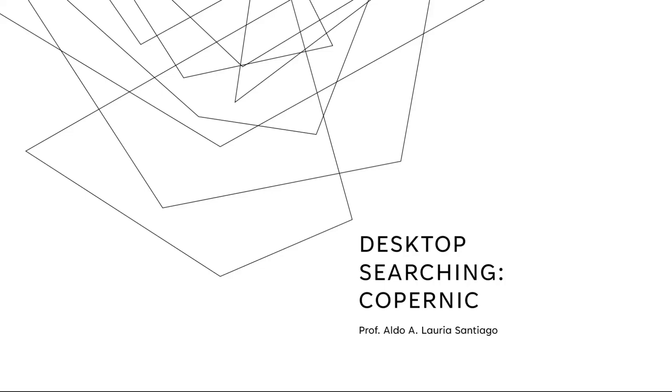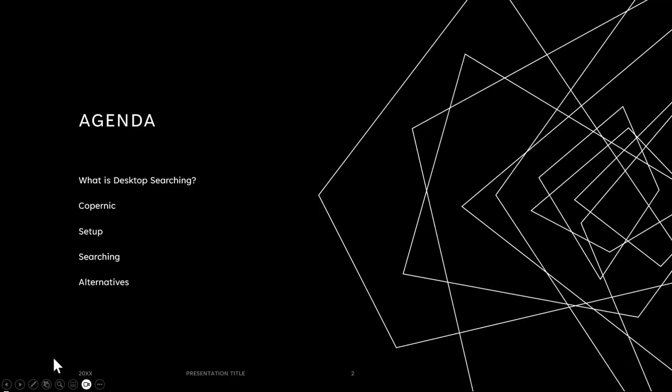And this is the breakdown. What is desktop searching? Copernic itself, the setup and the searching, and then the alternatives. So fairly straightforward in that sense. Let's go right into it.